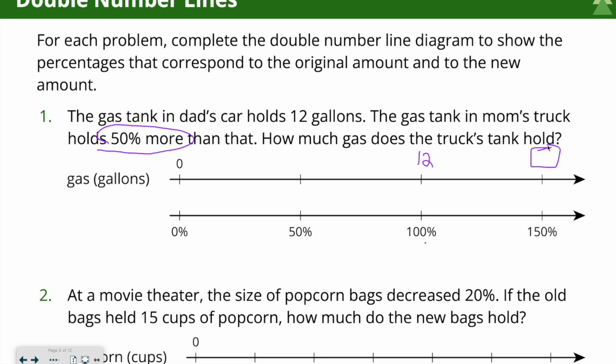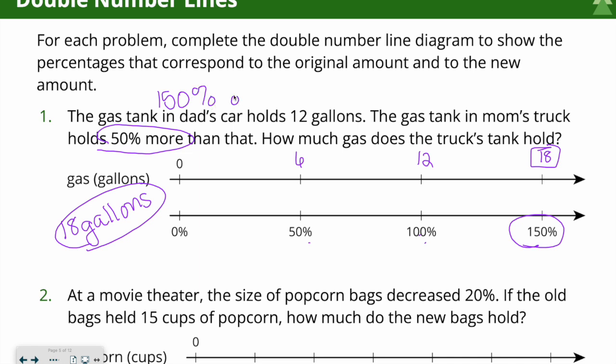So this is the amount I need to find. And they kind of stepped this out and said, well, if we find 50%, half of 12 is 6. And then I can count on, adding on 50% means I'm adding on 6 to get 18 gallons for Mom's truck. Notice this is 150%. A 50% more means we're taking 150% of Dad's car, or the 12 gallons.